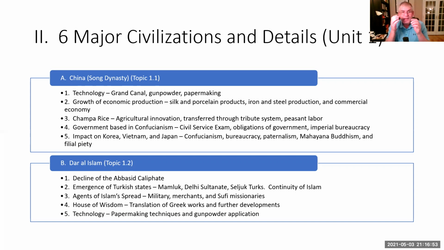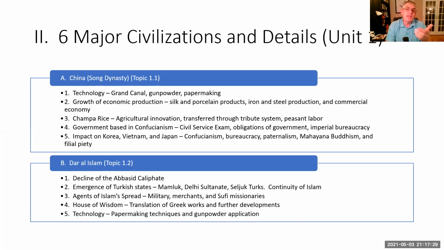Second, the Song Dynasty has a growth of economic production. So they are creating luxury items that are in high demand throughout Afro-Eurasia, silk and porcelain products. They are also using iron and steel production to reinforce infrastructure, to reinforce bridges. And there's a commercial economy that's developed. In other words, the economy is mass producing products for sale on the international markets or within the regional markets. And this is what we call proto-industrialization.